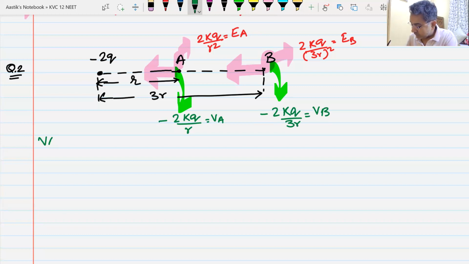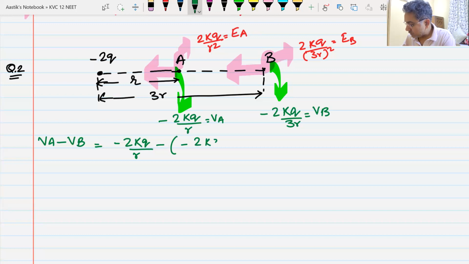Now you have to tell me the value of VA minus VB, the potential difference between the 2 points. Minus 4kq by 3r. So how do you get it? Minus 2kq by r, minus of minus 2kq by 3r. Yes or no? Yes, sir. So the final answer is minus 4kq by 3r.